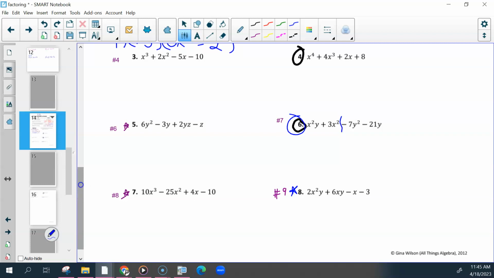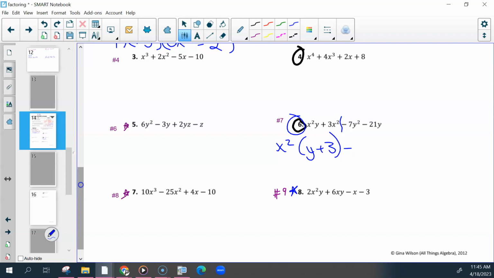What do those first two have in common? Alex? X squared. We can divide x squared out of both. What would be left? Go ahead, Alex. Y plus 3. Y plus 3. Bring down your negative.